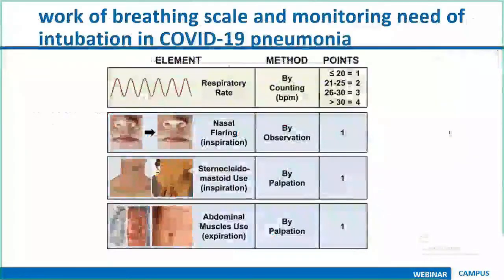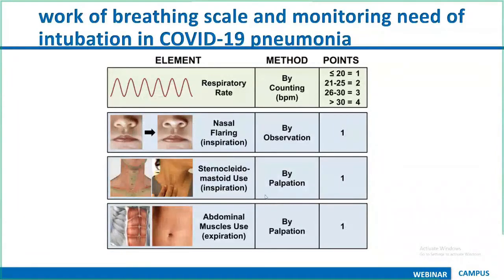Okay. Now another method of assessing the tolerability of HFNC and NIV is looking at the work of breathing index. Here you can see respiratory rate by counting: less than 21, 21 to 25, 26 to 33, and more than 34. If there is nasal flaring during inspiration, as shown in this picture, it is given 1 point. If the neck muscles, sternocleidomastoids, are in use during inspiration by palpation, you can give 1 point. And if abdominal muscles are in use during expiration, you can see by palpation, it can be given 1 point.